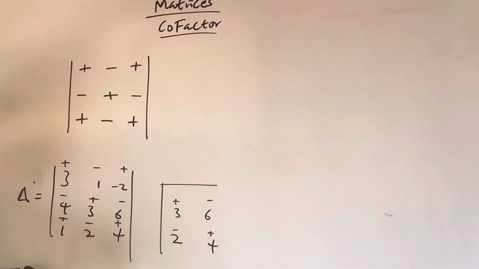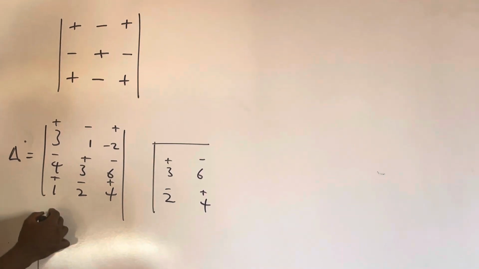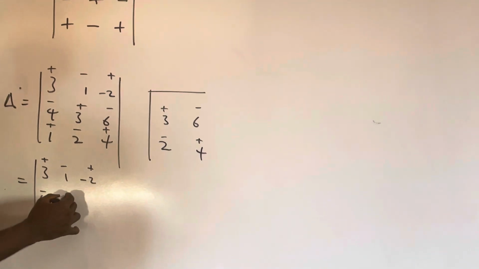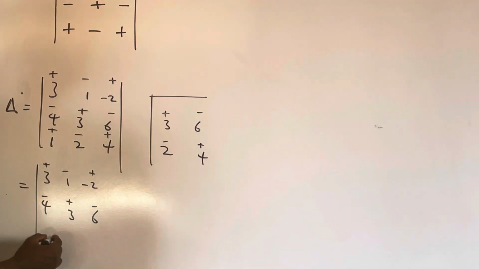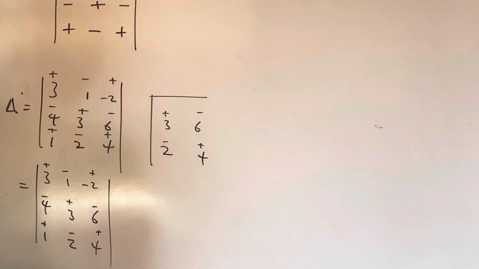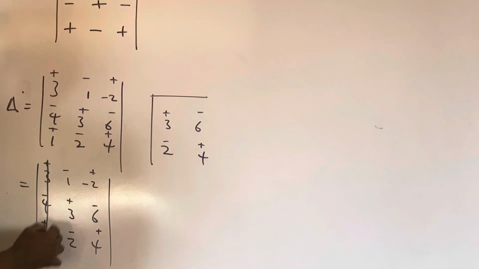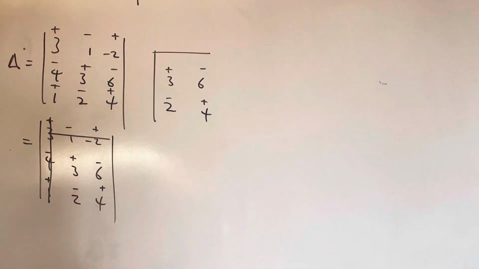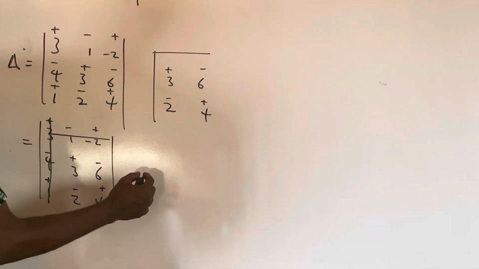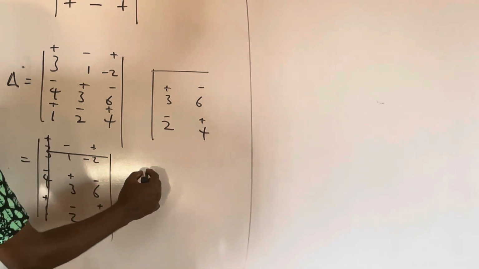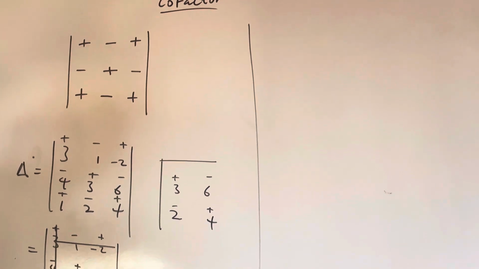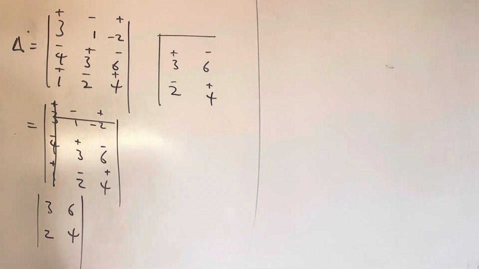Do you get? What do I mean? Let me show you. We have plus 1, minus 2, plus, we have minus 4, we have plus 3, we have minus 6, we have plus 1, we have minus 2, we have 4 plus, right? It's going to be like this. That's what I meant. So we only have 3, 6, 2, 4. Did you get?